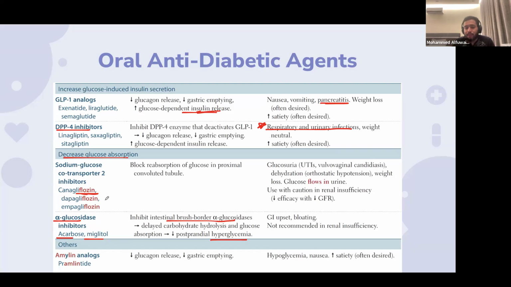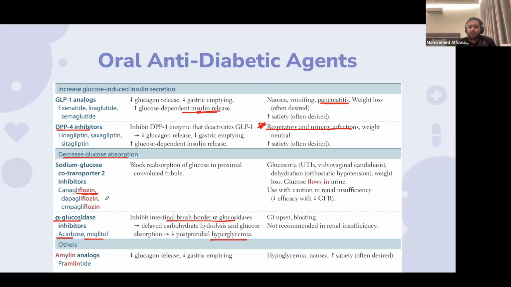Again, straightforward. This acts in the kidney, so use caution in renal insufficiency, because in patients with renal insufficiency, the efficacy will be very low. Makes sense. And then lastly, you have something called amylin analogs, such as pramlintide, which will basically decrease glucagon and decrease gastric emptying, and that's pretty much it.